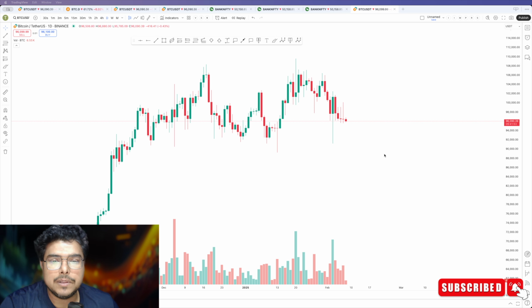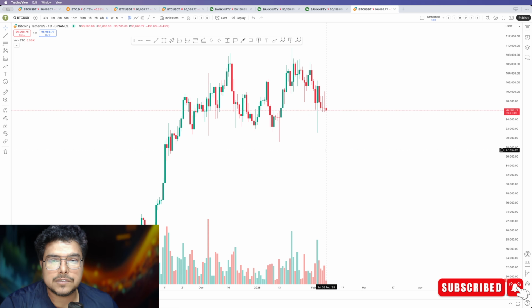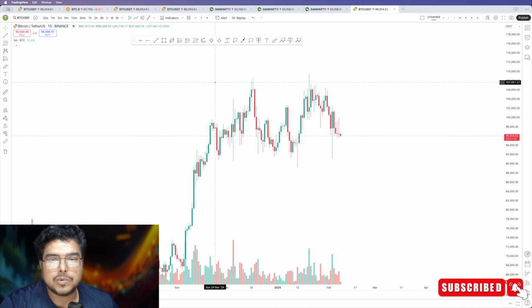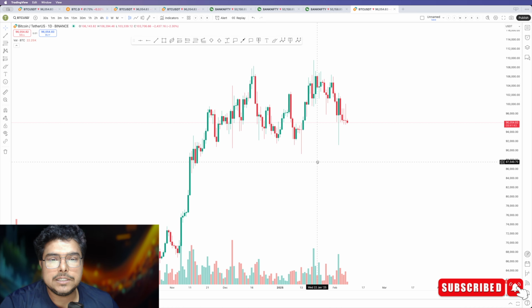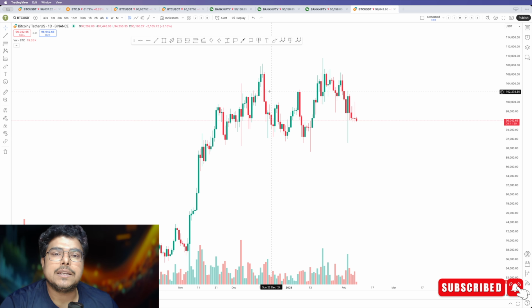Okay, so let's start the daily weekly analysis for BTC. If you look at these wicks, it clearly says that there is definitely a buying pressure from the bottom and a selling pressure from the top.